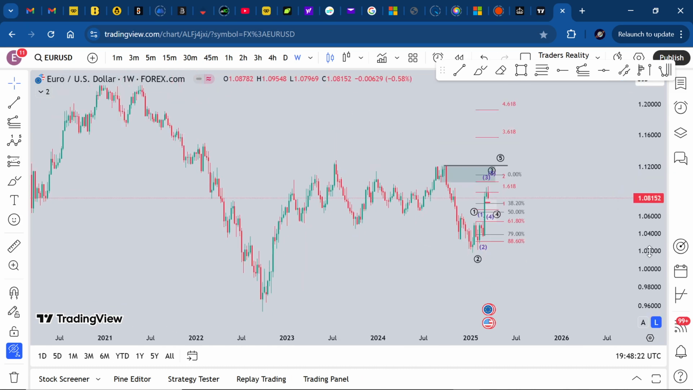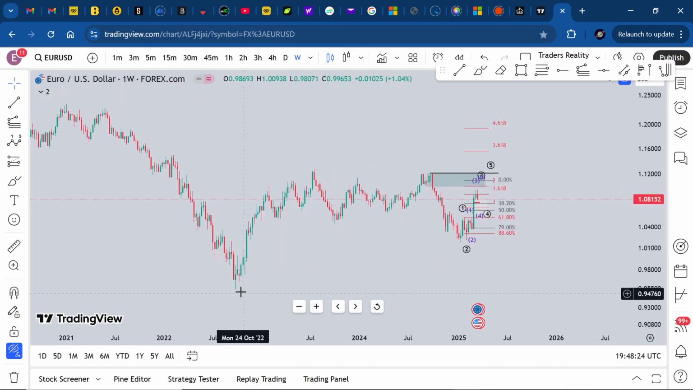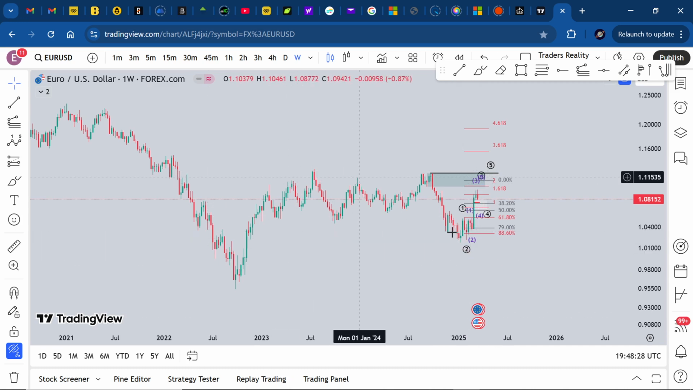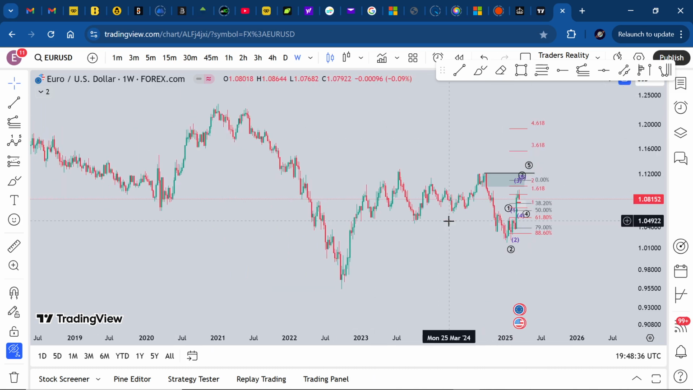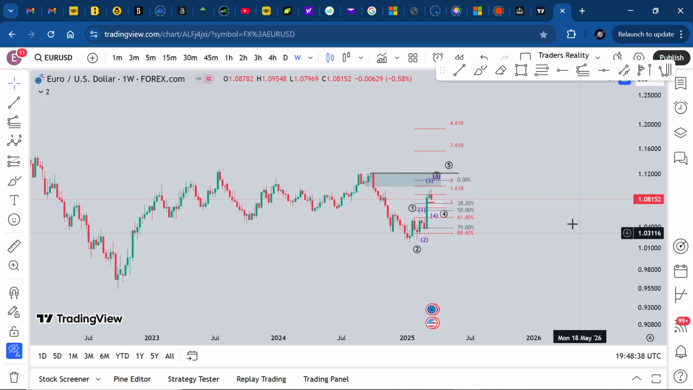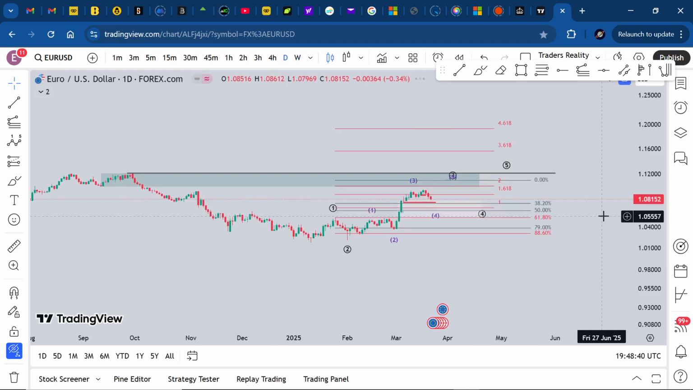I do believe we're bullish. This being a 1 and this being a 2 on the biggest time frame. Looking for a 1, 2, 3, 4, 5 out of here. Ultimately, that's what we're looking for. So go to the daily time frame.